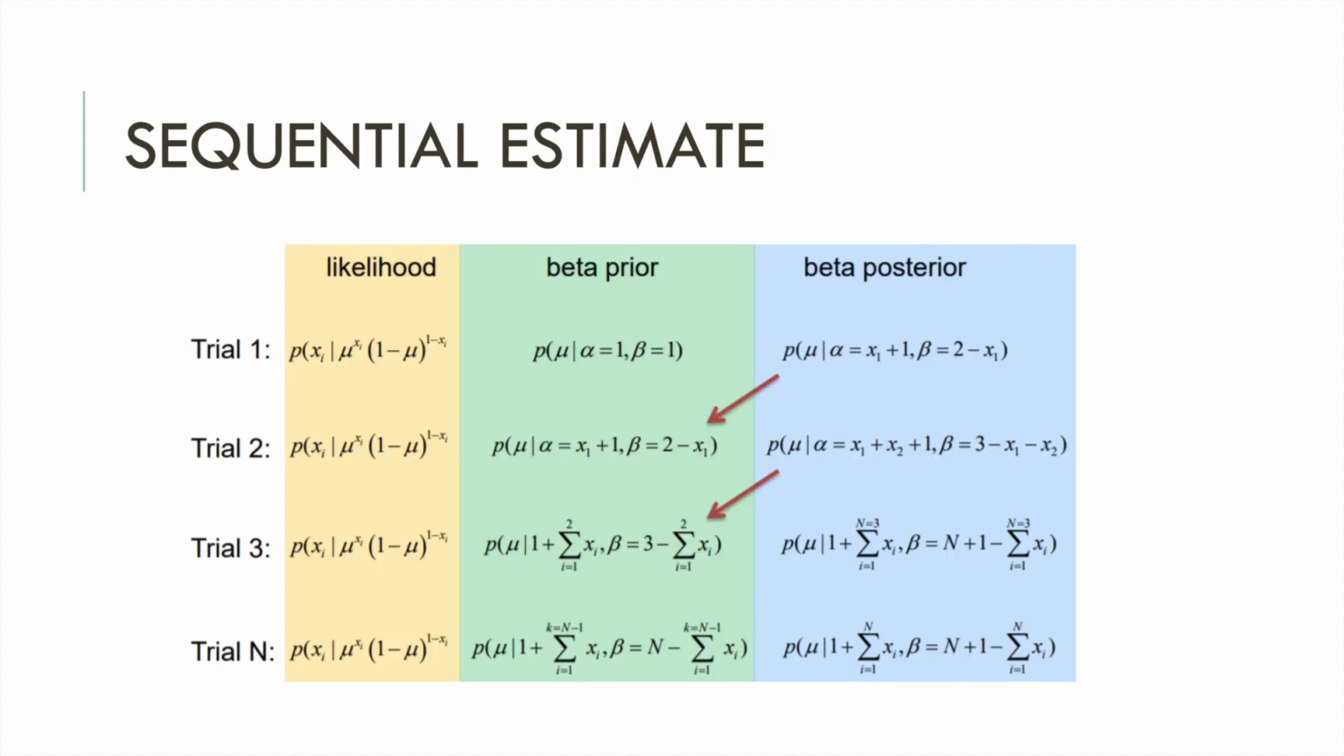So here you see the process of computing the sequential estimate. With the help of the likelihood function and the beta prior, we compute the beta distribution in trial 1. Then we take this beta distribution and use it as a prior, right here. With that, we calculate the next beta distribution. Then, for trial 3, we use that beta distribution and use it as a prior right here. And we do this n times, n being the number of trials.